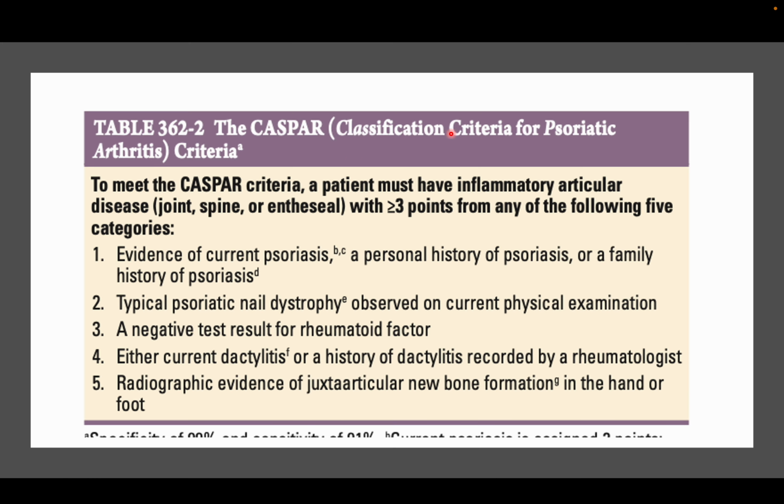Psoriatic arthritis is classified based on the CASPAR criteria. Evidence of current psoriasis, or a personal history, any family history or previous history of psoriasis is taken into consideration. Then typical psoriatic nail dystrophies: there is onycholysis, yellowish discoloration, ridging. There are classical nail dystrophic changes. You can read about them.